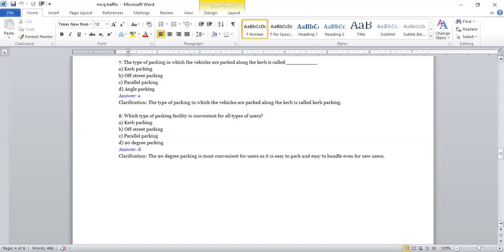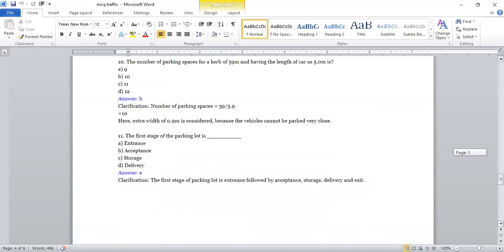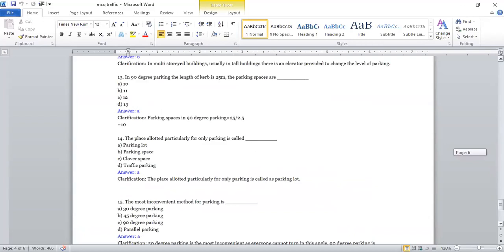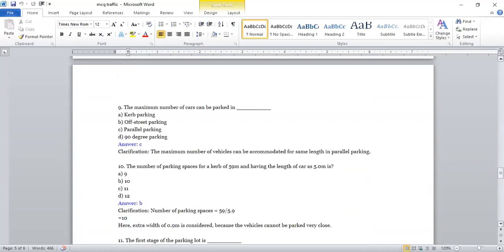Next one is which type of parking facility is convenient for all the types of users. Already we have seen that the maximum number of vehicles should be parked. So option number D is correct, means in 90-degree maximum number of vehicles will be stopped. Again we'll see this, the maximum number of cars will be parked in which case, that is the 90-degree case.